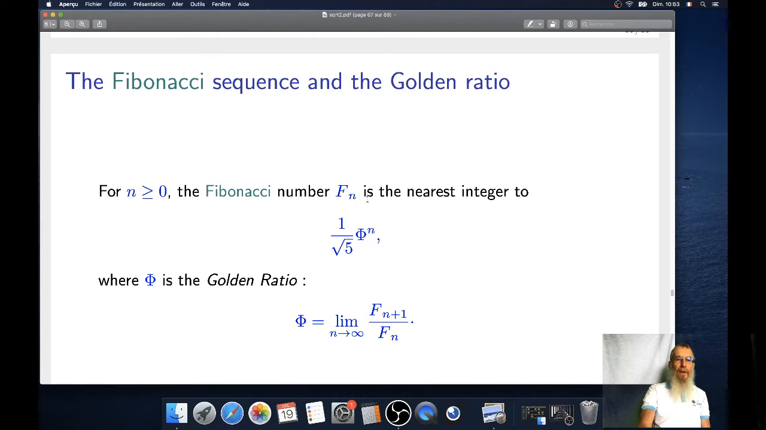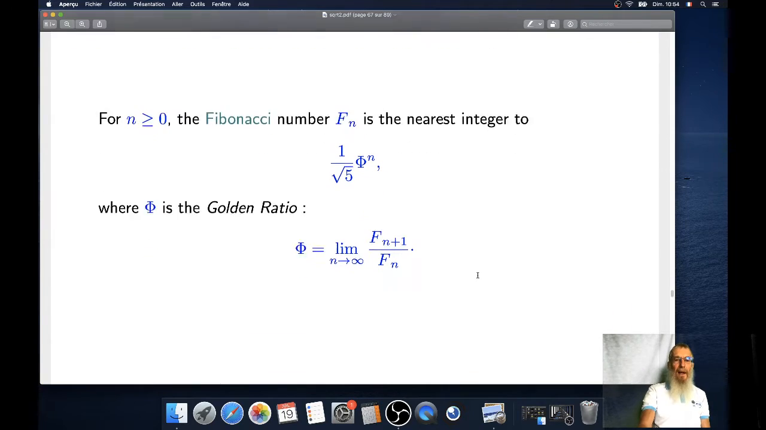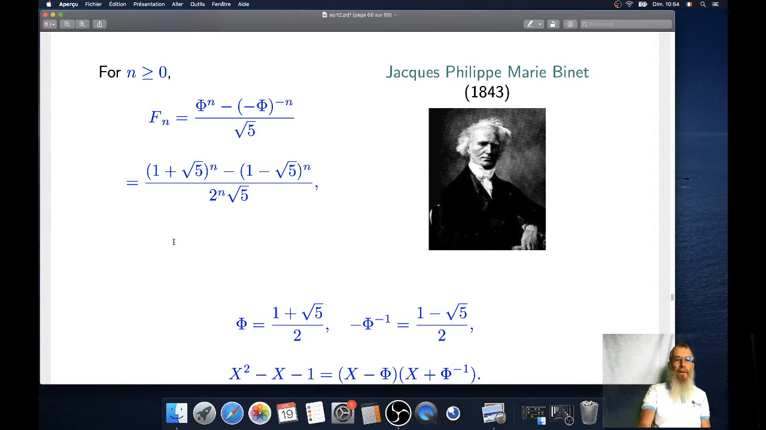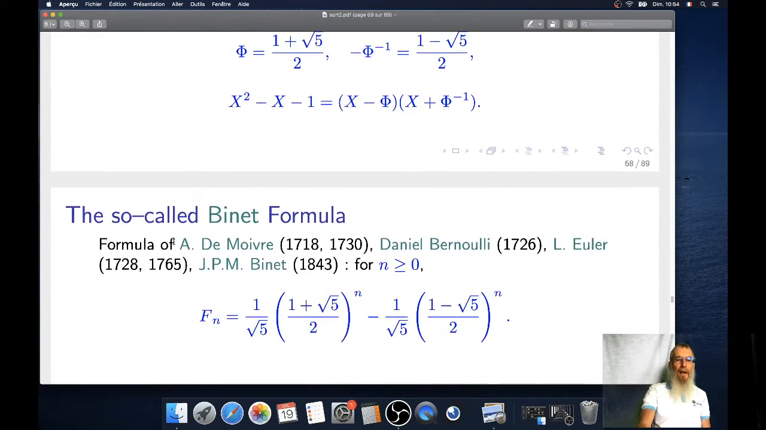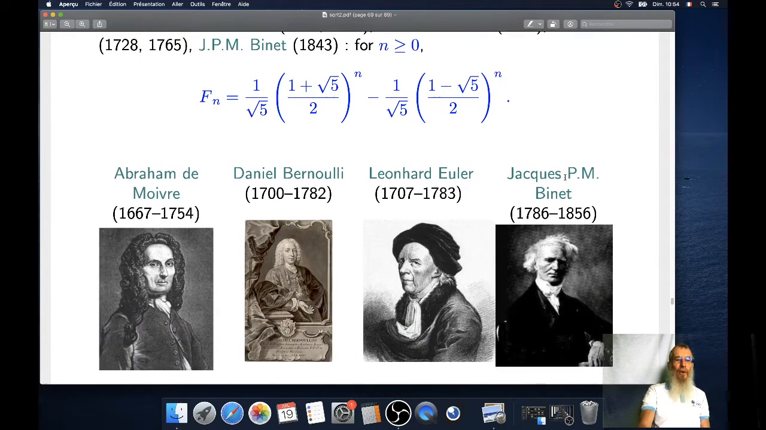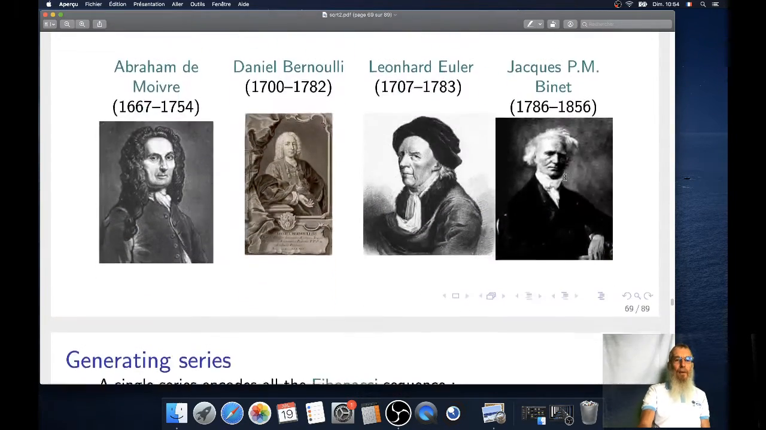Why do we have this fact that F(n) is very close to 1 over the square root of 5 times phi to the n? It is because of the so-called Binet formula. We have an exact formula for F(n) in terms of the golden ratio. So this is called the Binet formula, but in fact this formula was known much before Binet, more than one century before Binet, but as it is often the case in mathematics, it is called the Binet formula.